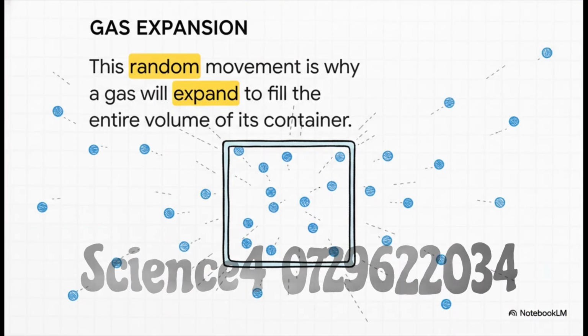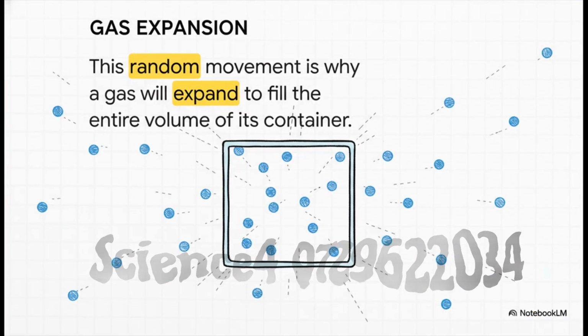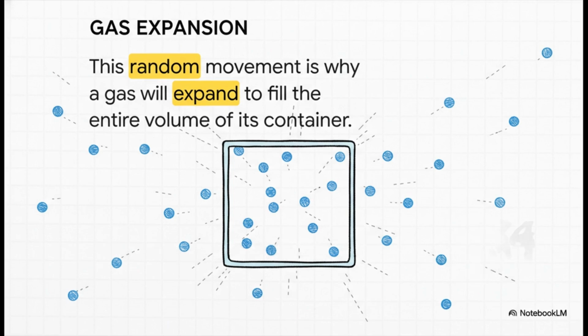And that incredible random motion is exactly why gases don't have a fixed volume. Because their particles are moving so freely, they will always expand to fill every single nook and cranny of whatever container you put them in.